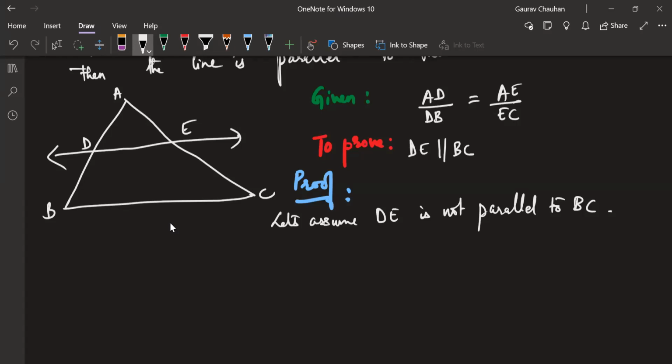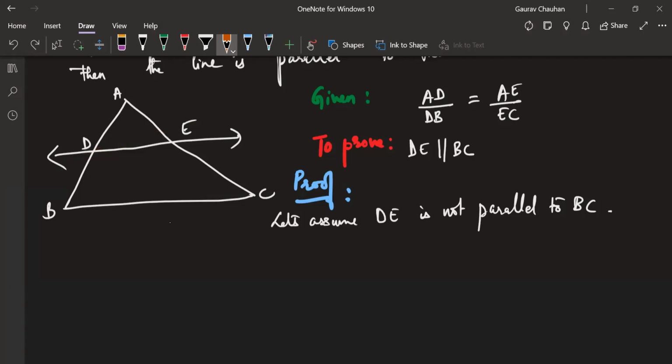If DE is not parallel, then some other line going through D should be parallel to BC, and it will cut here at, let's call it, E dash. There should be some other line like this, right? Are you understanding my hypothesis here? Please give me a thumbs up if you're understanding what I'm saying.